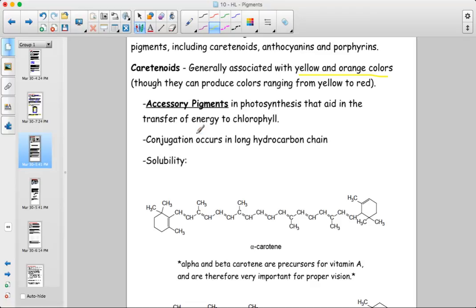Usually these things are also in green plants, but you don't have as much of them as you do of the chlorophyll, and so plants still appear green, but they do have these yellow and orange pigments in there as well that absorb different parts of the visible spectrum, and so they help transfer energy to the chlorophyll and make the chlorophyll more efficient.